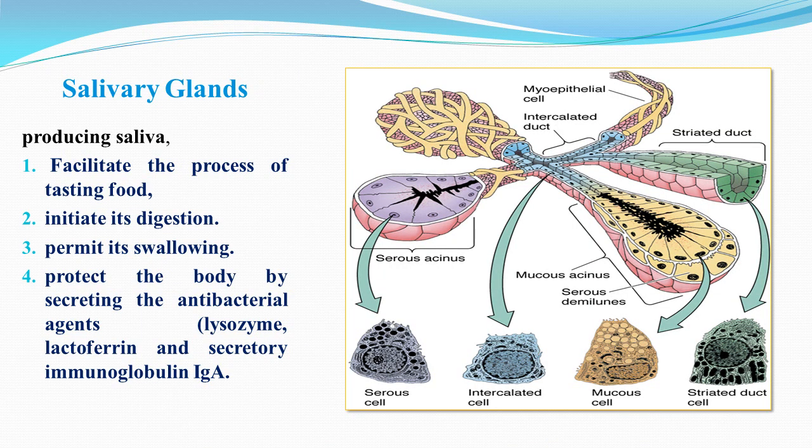The salivary glands. The main function of the salivary glands is to produce saliva, which facilitates the process of tasting food, initiates digestion, and permits swallowing, and protects the body by secreting antibacterial agents: lysozyme, lactoferrin, and secretory immunoglobulin IgA.